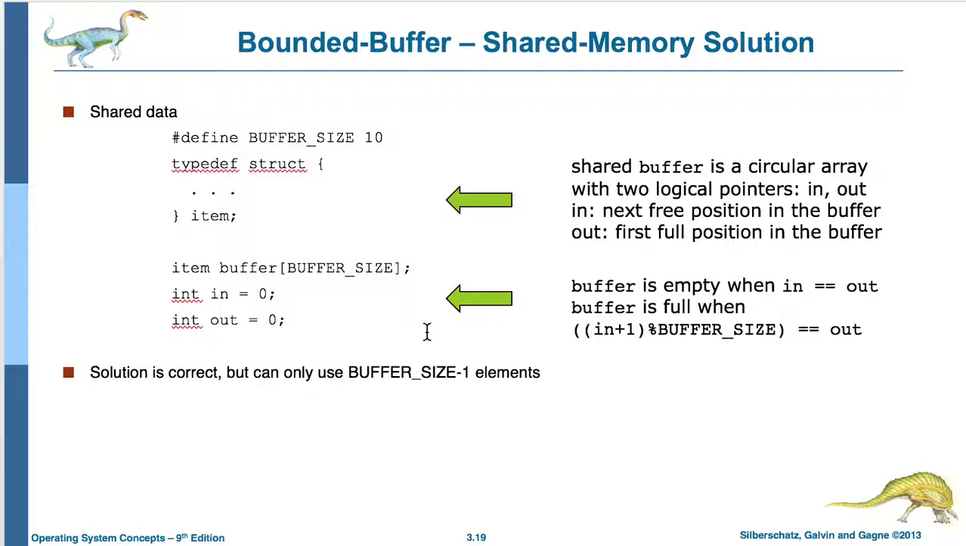So what happens then is the buffer is empty when in is equal to out. And then finally, the buffer is full where in plus 1 mod buffer size is equal to out. And the solution works nicely with buffer size minus 1 elements. Okay, so this is just a representation of a bounded buffer implementation using shared memory.